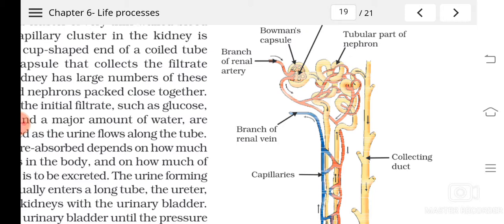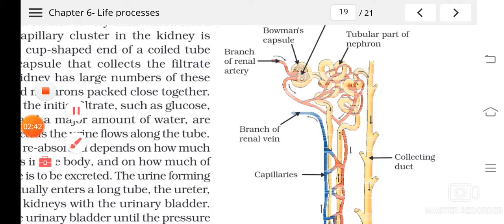The first is ultrafiltration. Ultrafiltration happens when blood passes through a branch of the renal artery. The renal artery brings blood to the kidney, and then it divides into a number of small branches. Each branch will enter the nephron, to the Bowman's capsule, and then they again split and form a tuft of blood capillaries called the glomerulus.